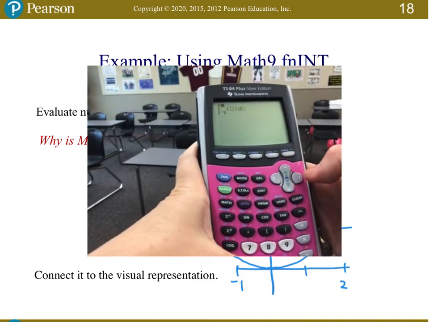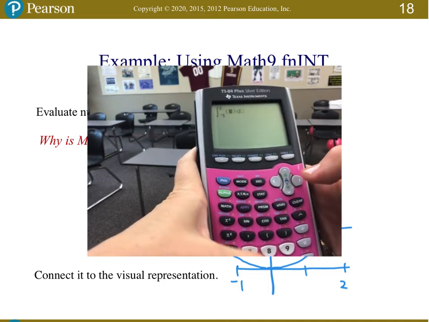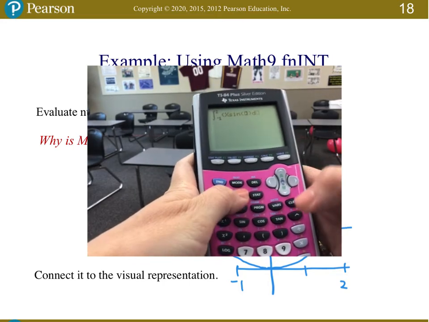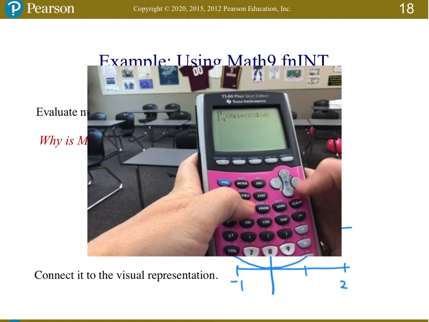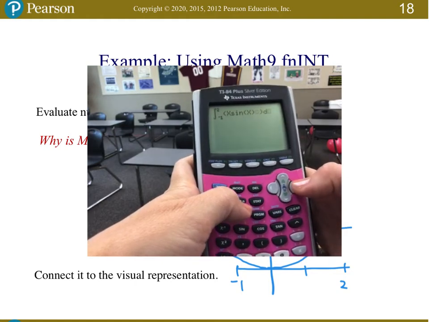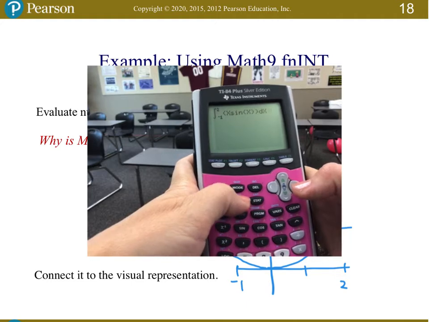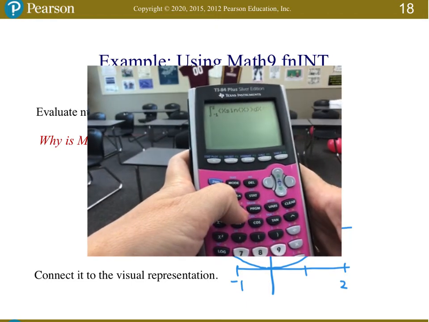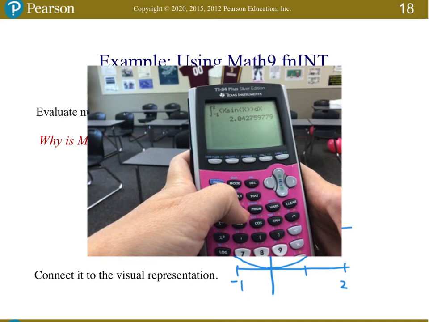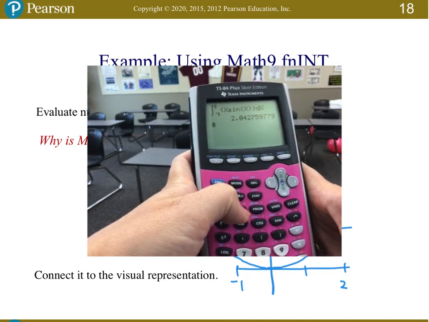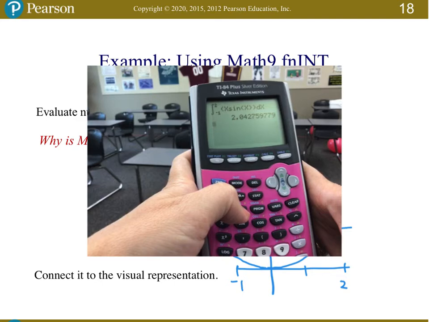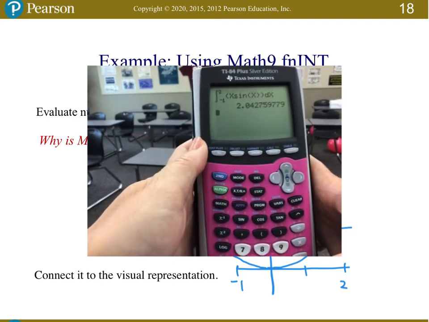and then an arrow to put 2 in for your upper bound, and then put in x sine x with a parentheses after the x, and then go to the end and put x to show that we're integrating with respect to x, and then hit enter. And boom, the calculator gives you your answer of 2.0427, which we're going to round to 2.043. And that would be the value of the area under this integral.